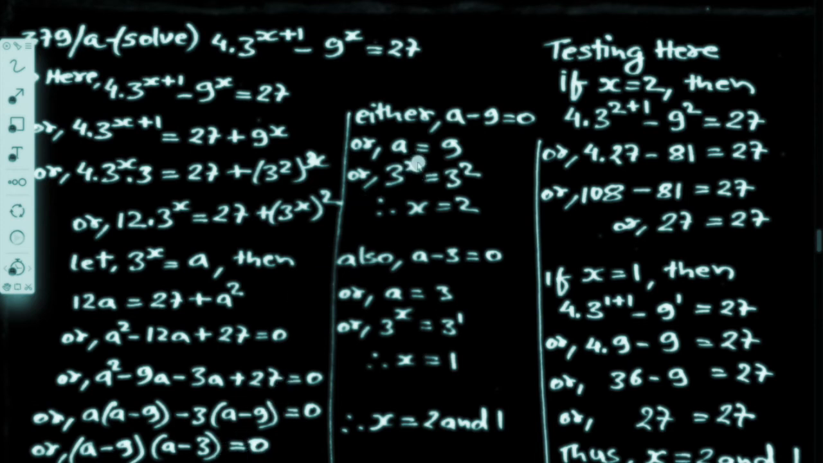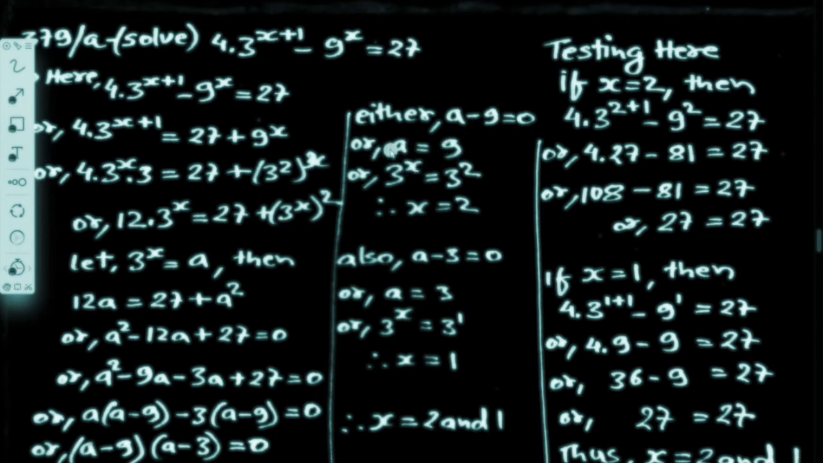Also from these factors we should find the value of a, or x. From the first factor, which is a minus 9, a minus 9 equals 0, or a equals 9.